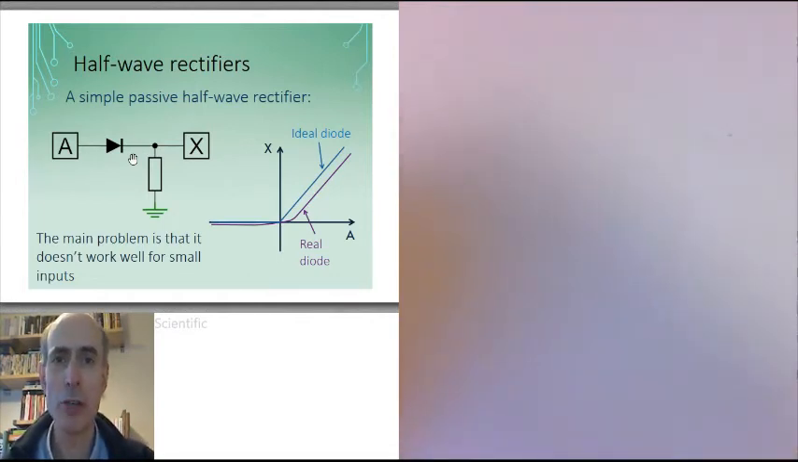There are other types of diodes which will reduce that forward voltage drop, but they will always have a small forward voltage drop associated with them. And that causes a problem with the output of this rectifier. You see, the real diode is always outputting slightly less than you would ideally want it to be. X is always slightly less than A. We can see this in the simulator as well.